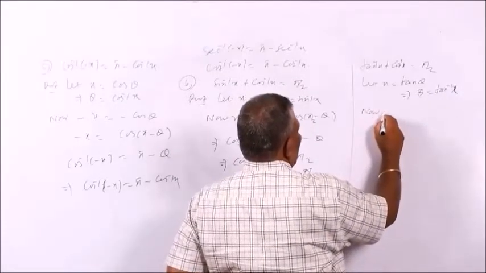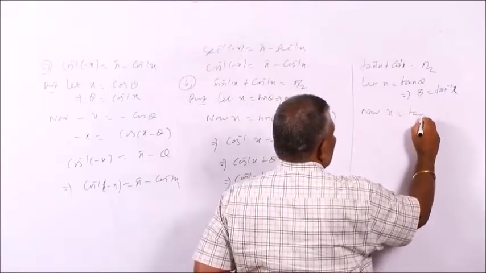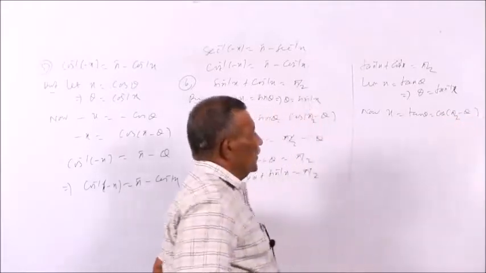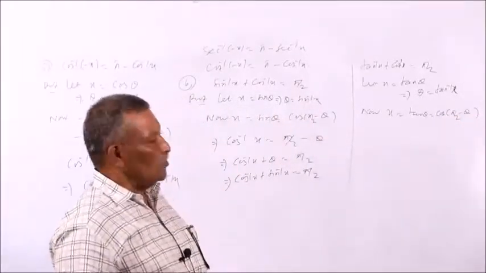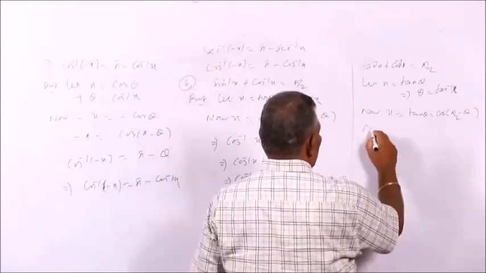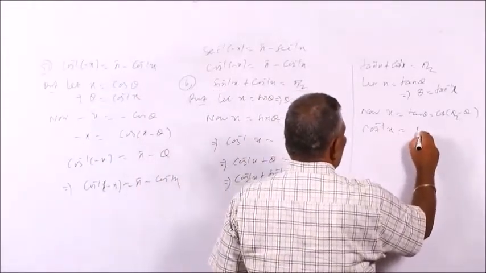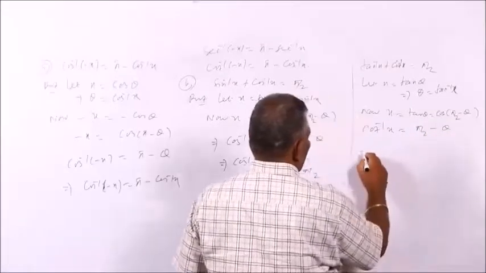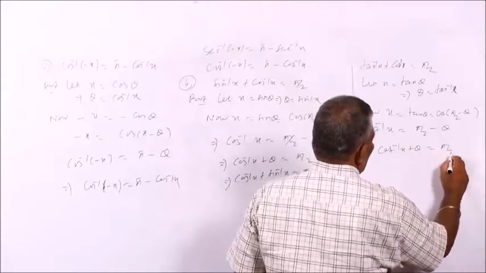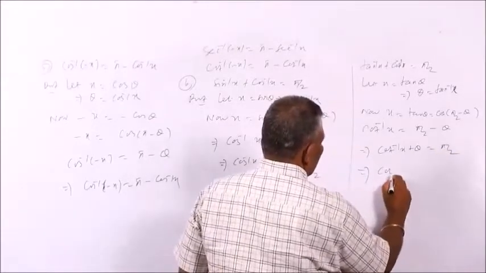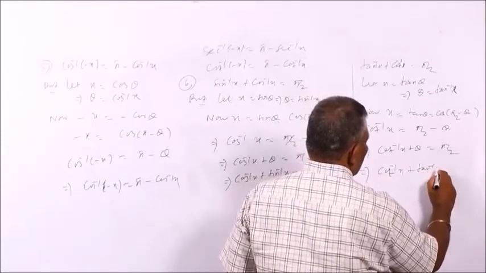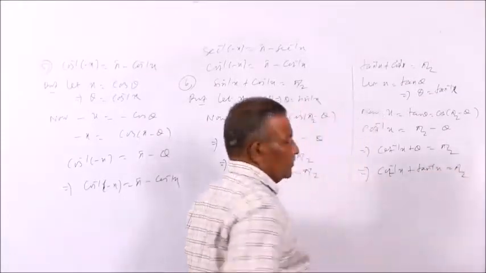Now, tan theta can be written as cot 90 minus theta. If you take actual cot theta, in place of cot theta you can also take tan 90 minus theta. That implies cot inverse x equals 90 minus theta. That implies cot inverse x plus theta equals pi by 2. Implies cot inverse x plus tan inverse x equals pi by 2.